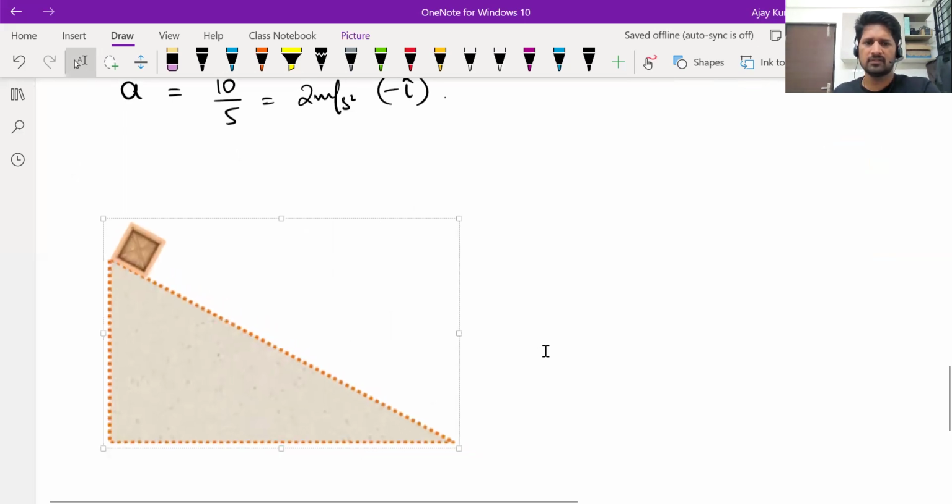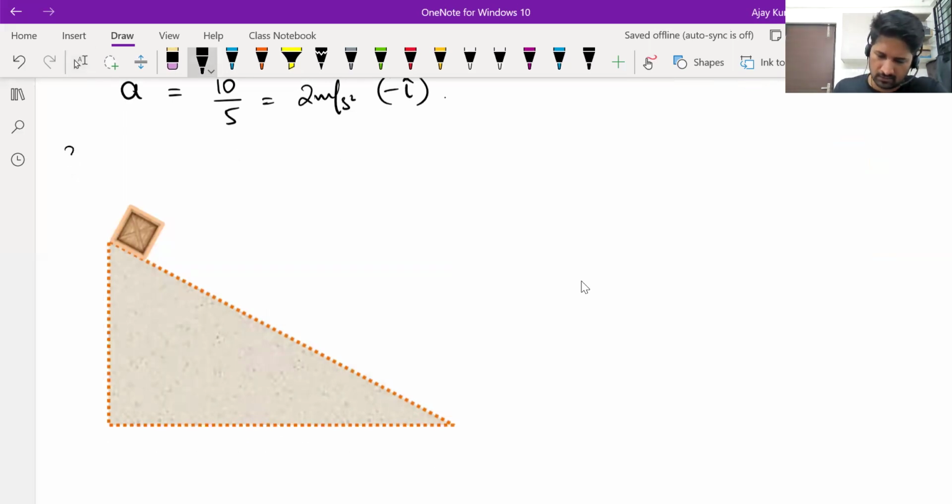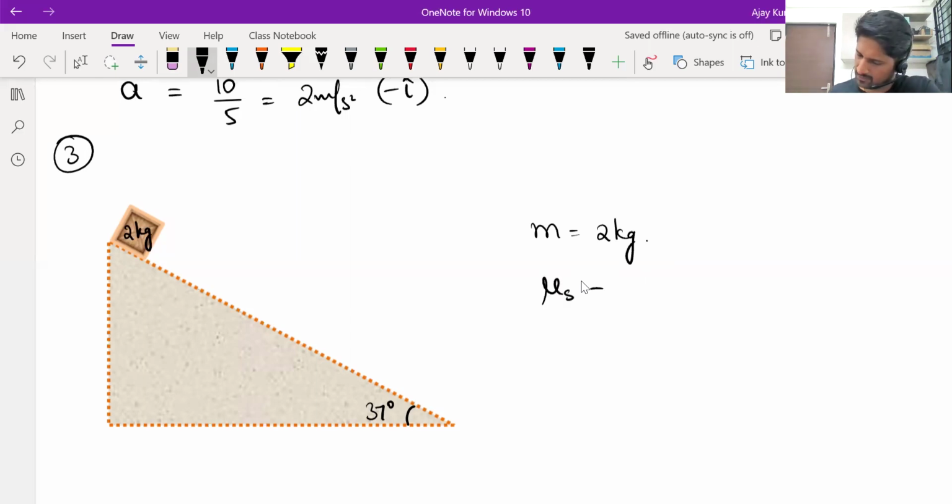See, usually in questions, we ignore the dimensions of the blocks. Unless they particularly specify, you will consider the block to be a small object only. So let's say there's a situation like this. Assume the angle of incline is 37 degrees. Block's mass, let's take it as 2 kg. And between the block and the surface, the coefficient of static friction is, let's say, 0.5, and the coefficient of kinetic friction is 0.4.